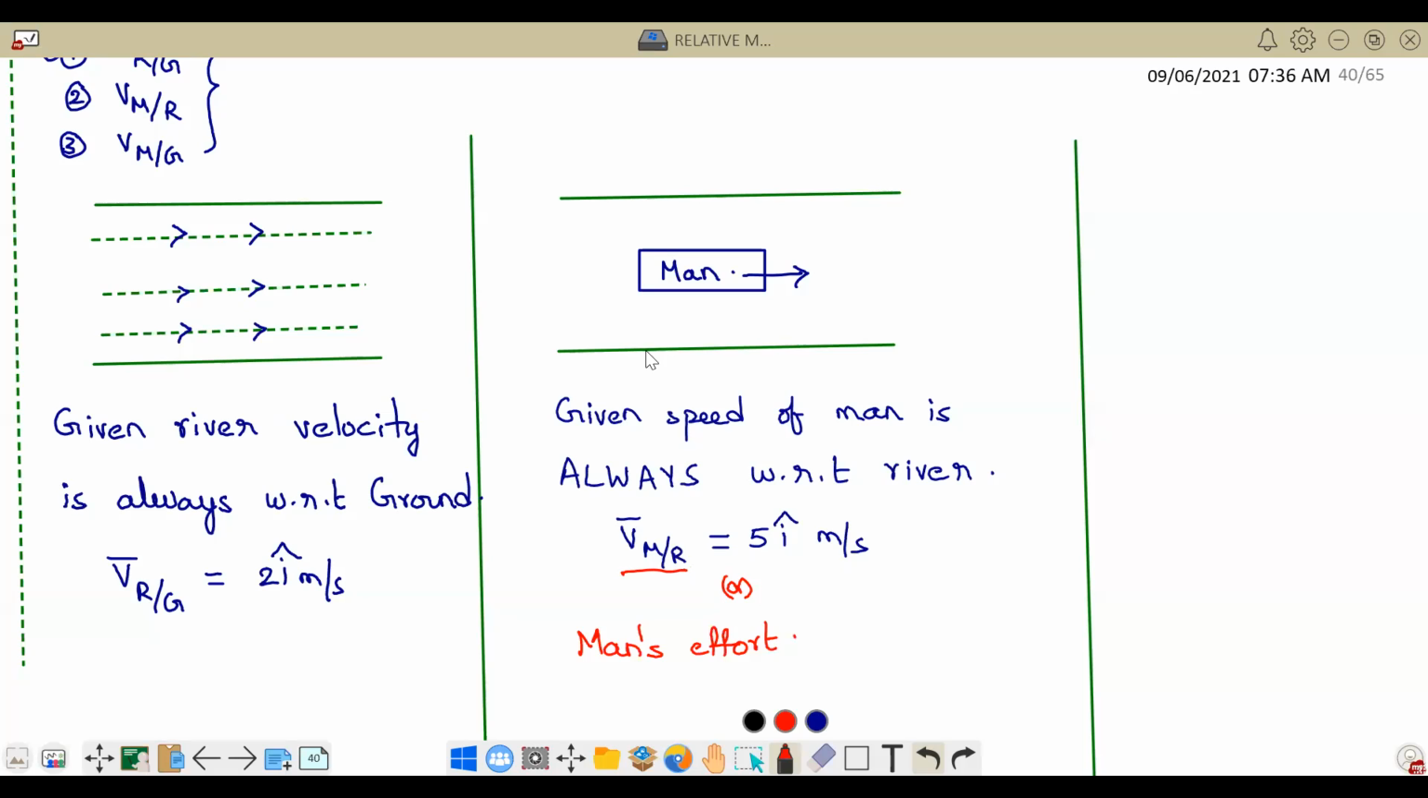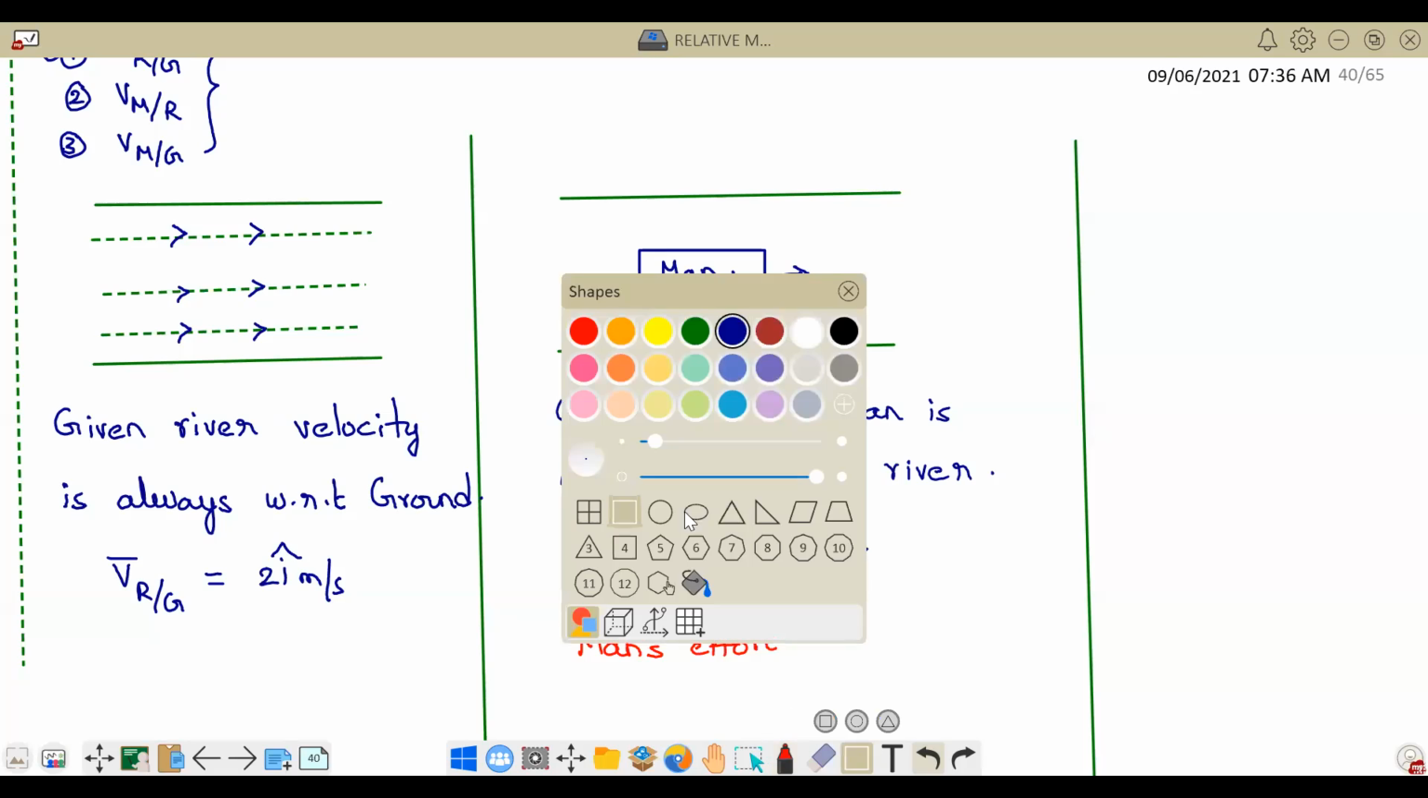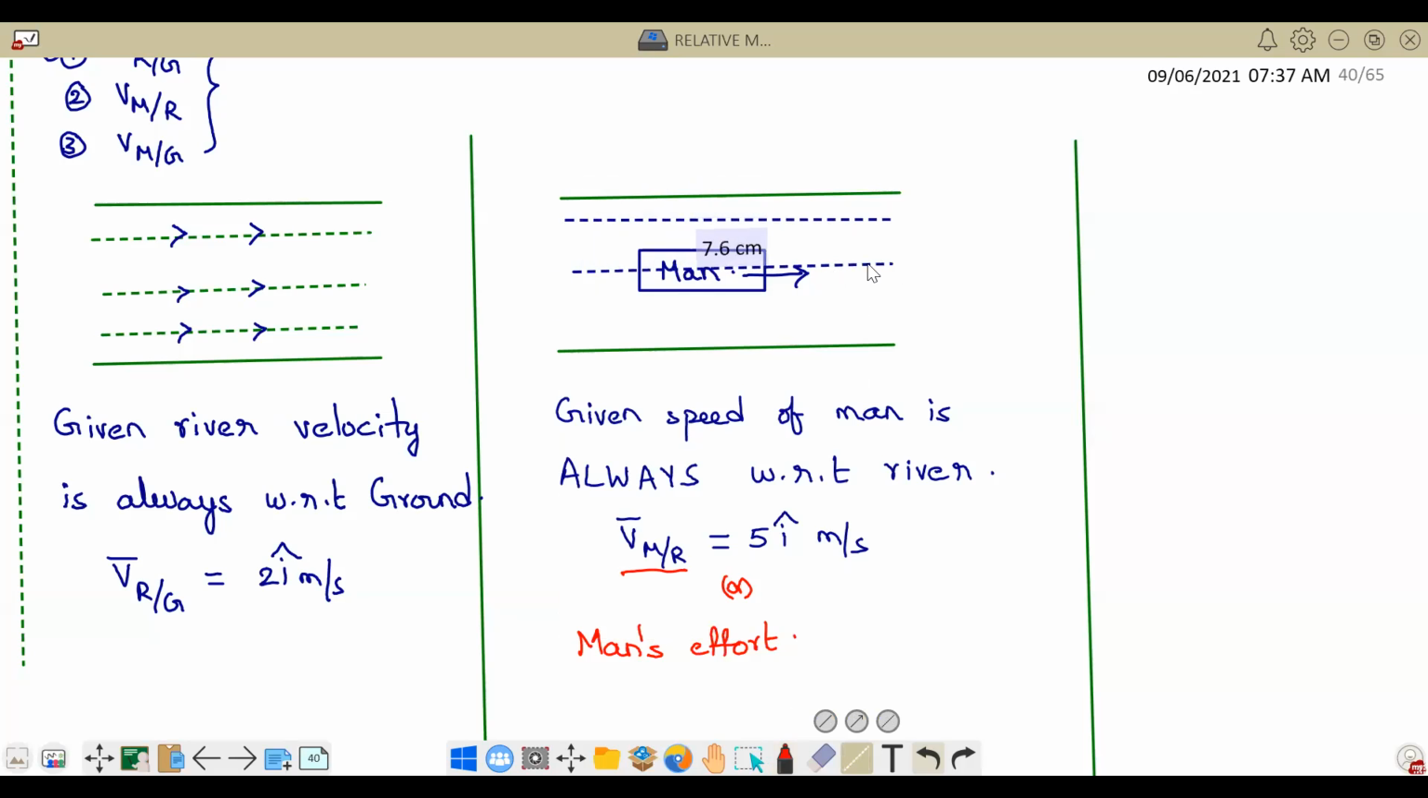When you stand on the river, actually the river is flowing. Please understand carefully. The river is flowing, but now you are standing on the river. When you stand on the river, now the river is at rest. Now the river is not moving according to you. Now the man is moving with this speed, 5 meters per second. So therefore it is called his efforts, because now the river is not pushing him.